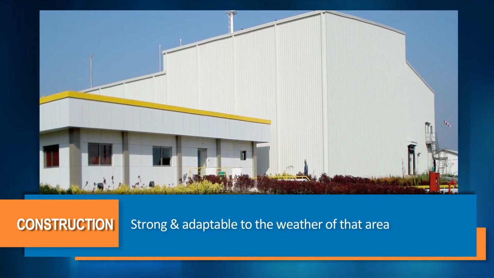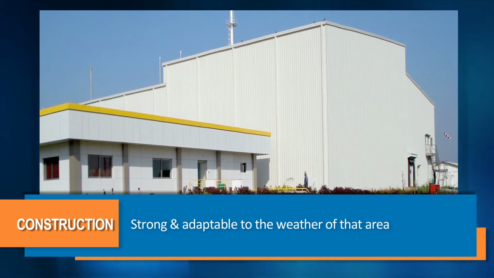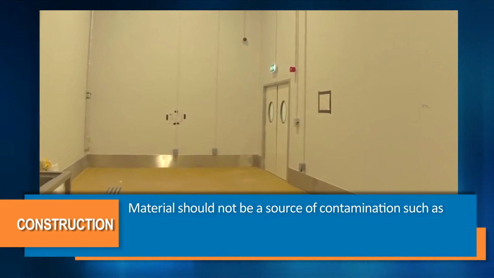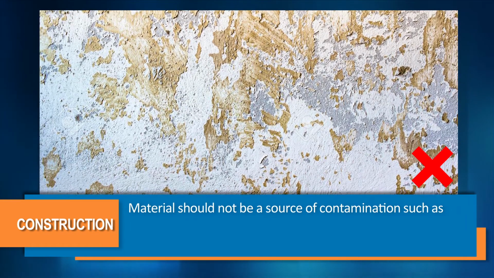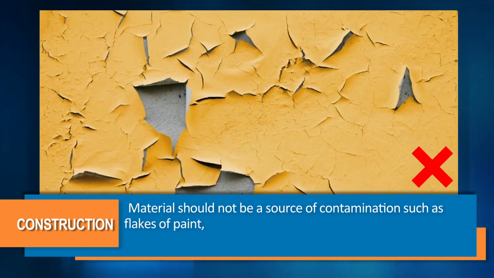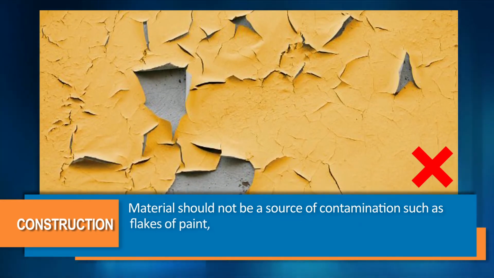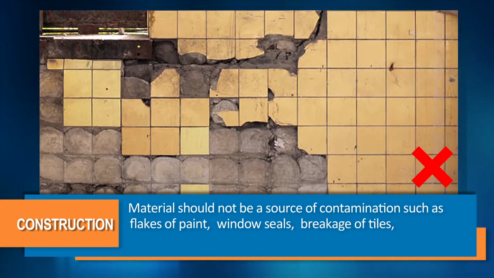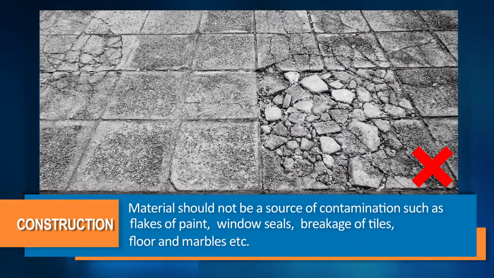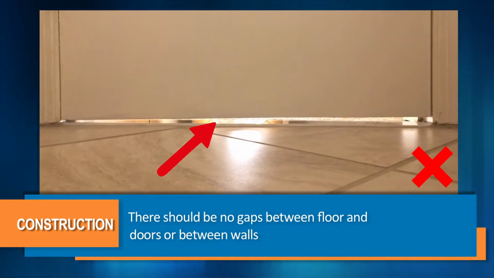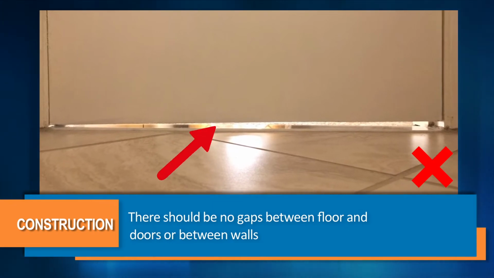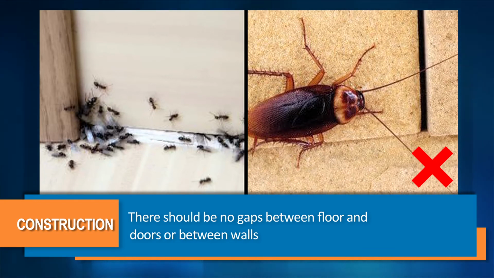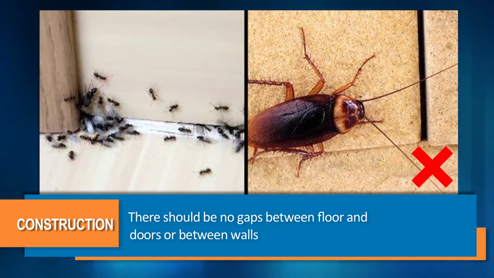The construction should be strong and adaptable to the weather of that area. The construction material of the establishment should be of sound quality, and it should not be a potential source of contamination, such as flakes of paint shedding from the roof or wall, corroded window seals, or breakage of tiles, floor and marbles, etc. It shall also be ensured that there are no gaps between the floor and doors or between walls, as they may permit entry and provide harborage to pests.